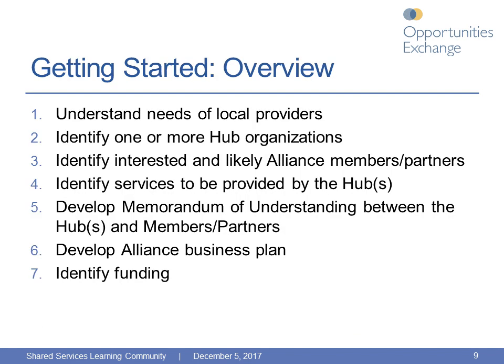So here's an overview of what we call the getting started process. You've got to understand the needs of the local providers, and then find one or more hubs that can serve those needs. Then you have to find interested and likely members, identify what the hub or hubs is going to provide to the members, develop some kind of contract or memorandum of understanding, develop a business plan, and go find some money to do it. And I'm going to go into more detail on each of these steps.